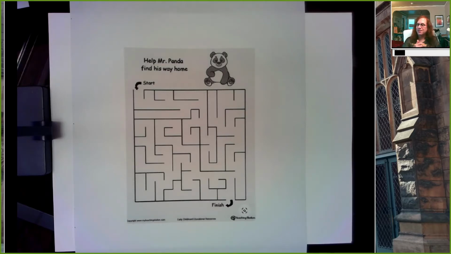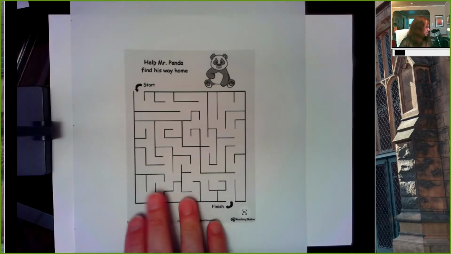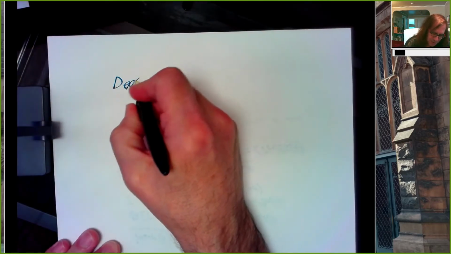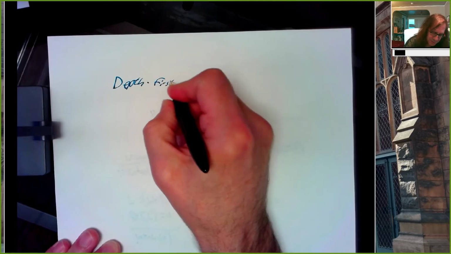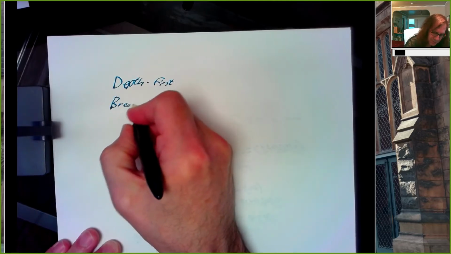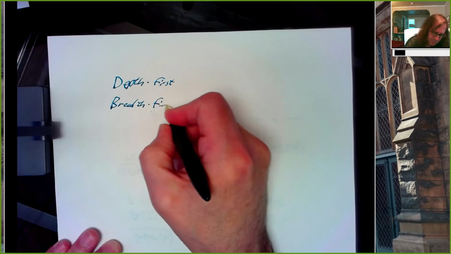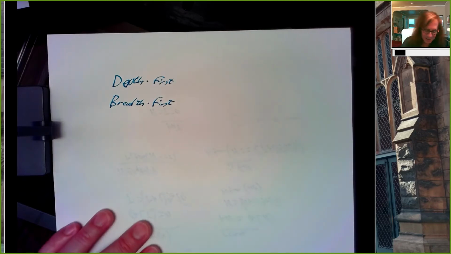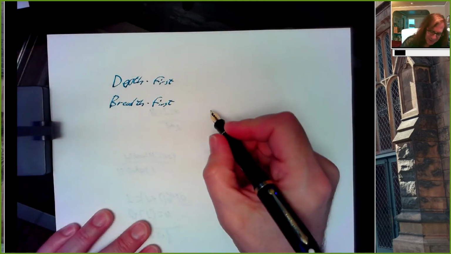There's two fundamentally different approaches, and we're going to see these two approaches come up multiple times in the rest of this course. The two concepts here will be, here's the buzzwords, depth first or breadth first. We're going to help Mr. Panda find his way home, so we'll get back to that.